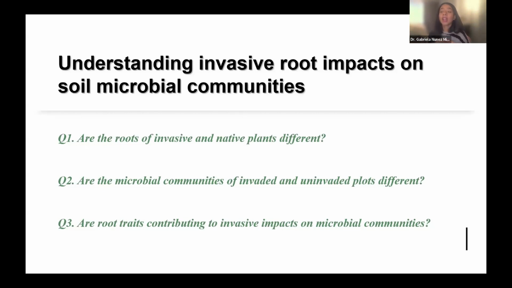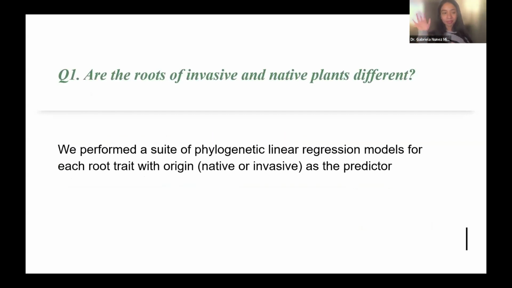Because as I said before, leaves can be causing effects on microbial communities, as well as other characteristics or traits such as nitrogen fixation and allelopathy. So we just wanted to see, okay, these differences, are they actually due to these other traits that we're studying?